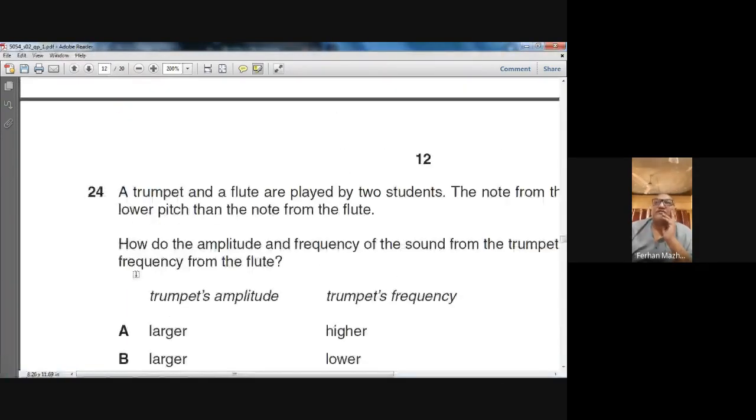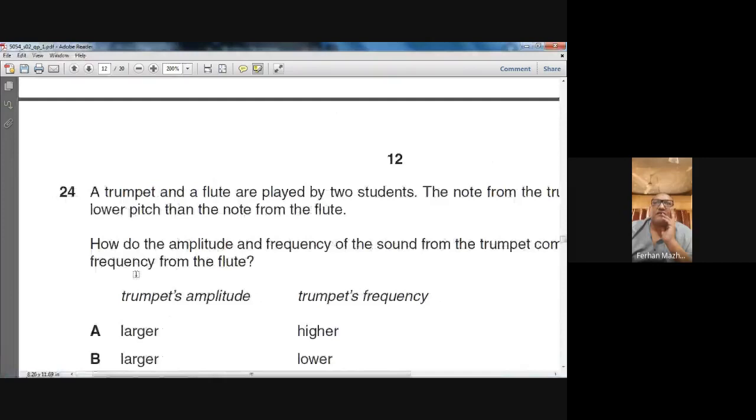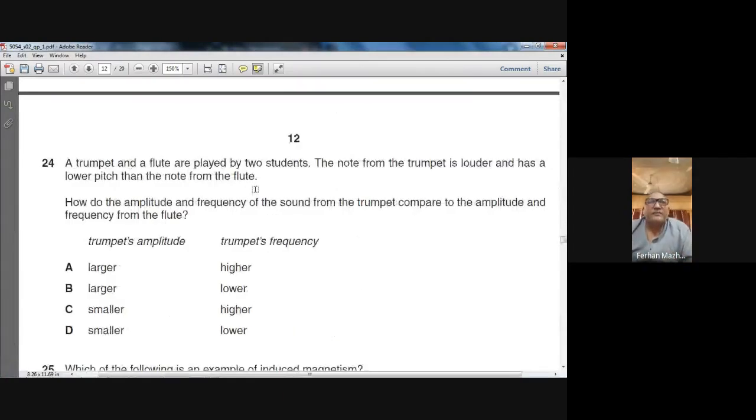Okay, the next question. It says a trumpet and a flute are played by two students. The note from the trumpet is louder and has a lower pitch than the note from the flute. How do the amplitude and the frequency of the sound from the trumpet compare to the amplitude and the frequency of the flute? The louder means its amplitude will be larger. Because the trumpet is louder, its amplitude should be larger. And it is lower pitch, so its frequency should be lower. B.